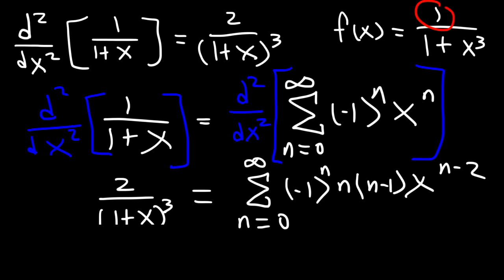Now we need to get rid of the 2. So what we're going to do is multiply both sides by a half. So half of 2 is 1.